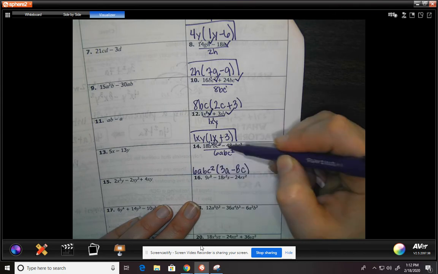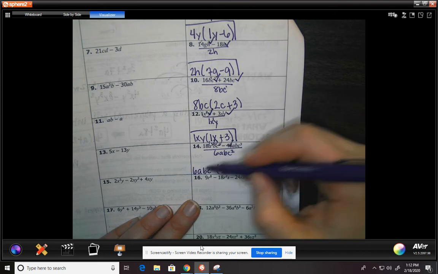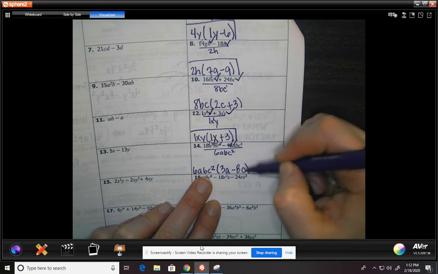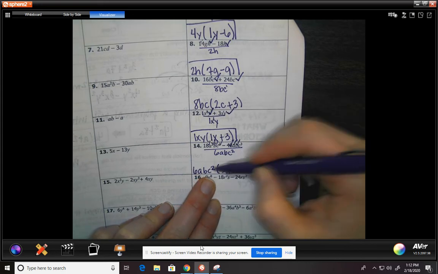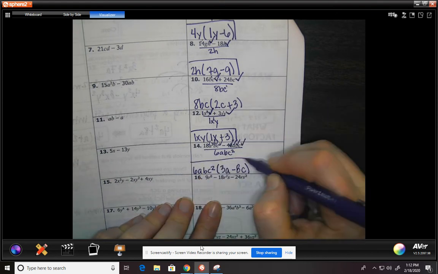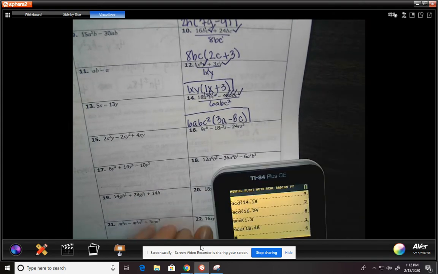6 times negative 8 is negative 48. I have an A here, but none there, so I need an A. I have a B here, but none here, so I need a B. And I have a C squared and a C, so 2 plus 1 should give me 3. There's my final answer.